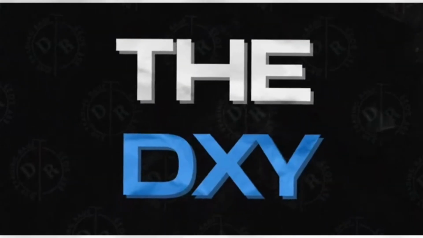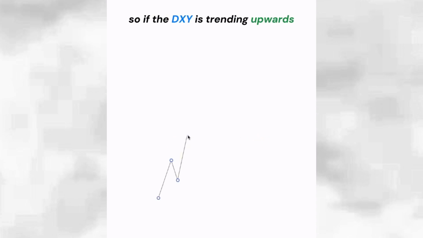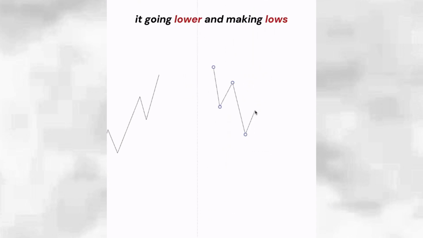Start using the DXY in your analysis. When you are trading dollar pairs such as Euro USD and GBP USD, you should be analyzing what the DXY is doing. The DXY is the dollar index, so if the DXY is trending upwards and we are trading higher, we should see on the Euro USD chart it going lower and making lows.